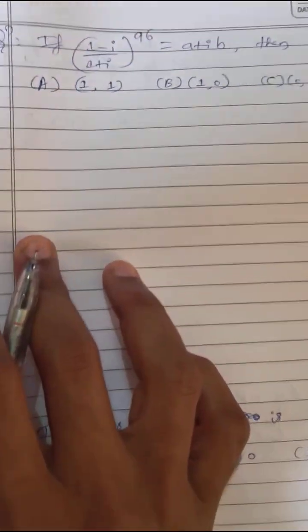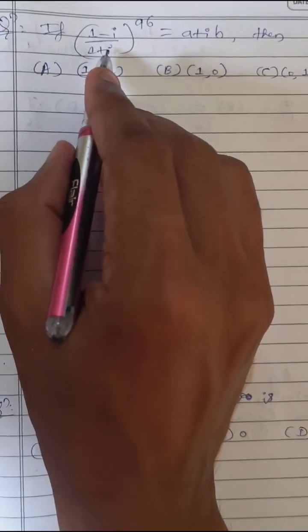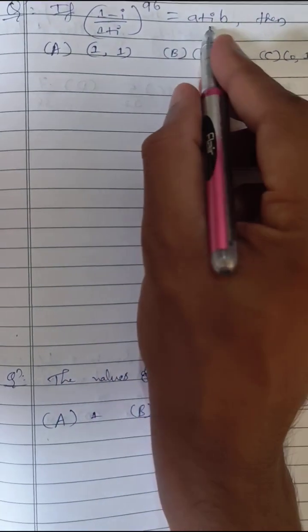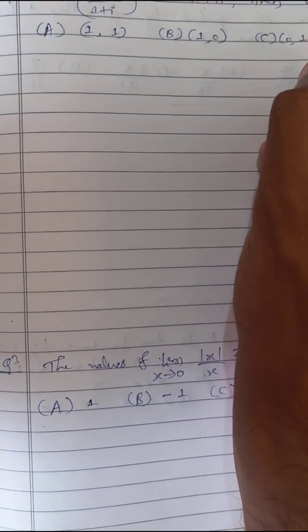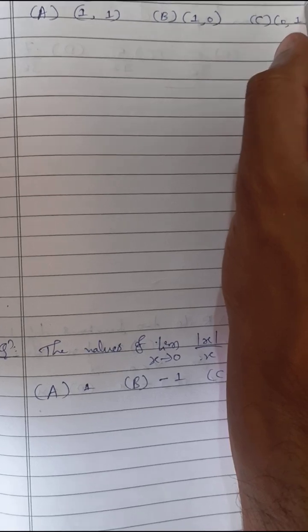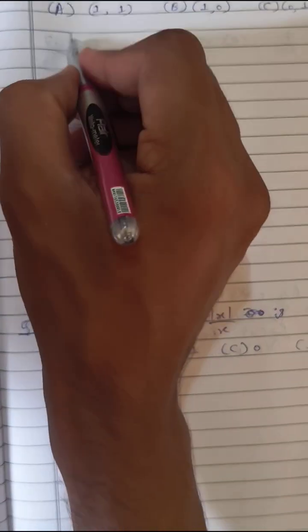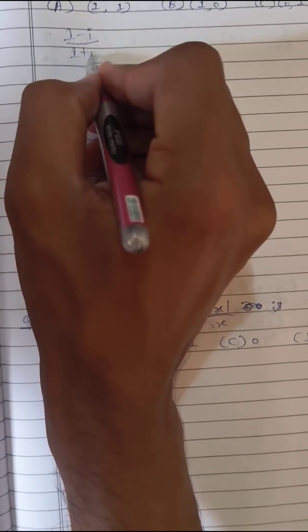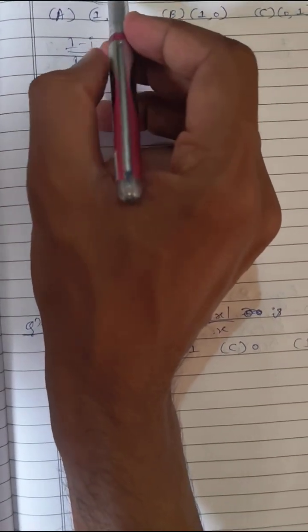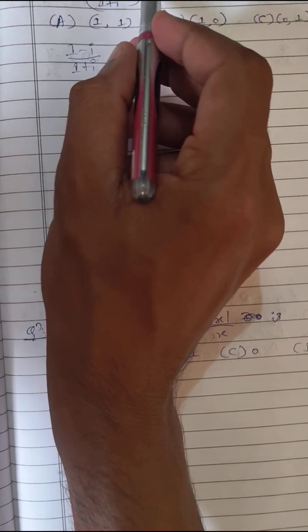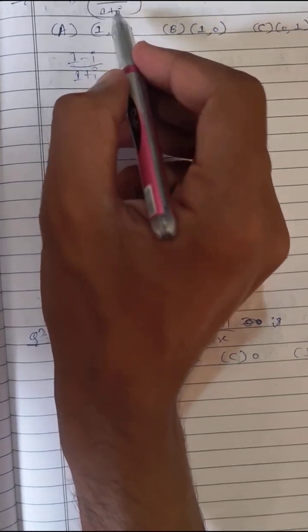Now come to the next question. So here we have, if (1 minus i divided by 1 plus i) is raised to 96 equals a plus ib, then we have to find the values of a and b. So the ordered pair of values of a and b we have to find. So what we have here, 1 minus i divided by 1 plus i. So just consider the inside terms now. Skip this power 96, just consider 1 minus i divided by 1 plus i.